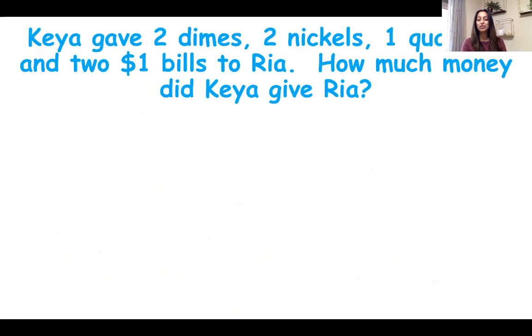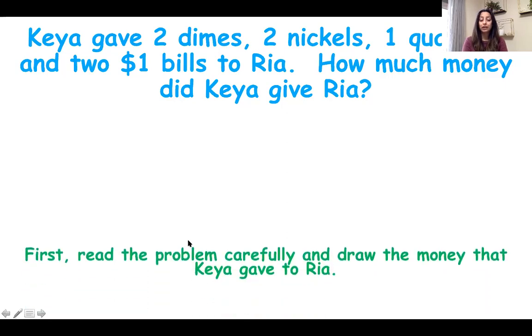All right, let's try solving some word problems. So here we go. Kaya gave 2 dimes, 2 nickels, 1 quarter, and 2 $1 bills to Ria. How much money did Kaya give Ria? Well, first we have to read the problem very carefully and draw the money that Kaya gave to Ria.